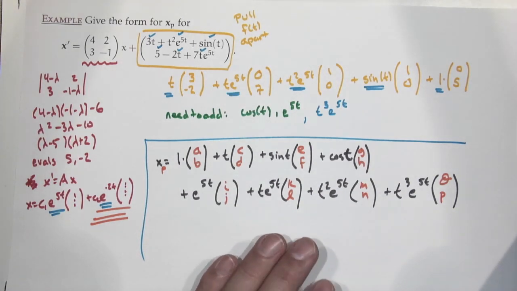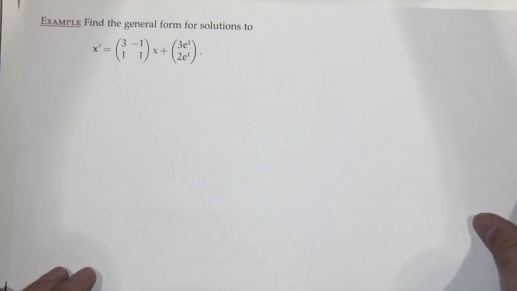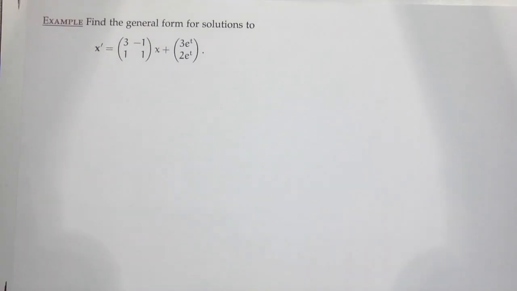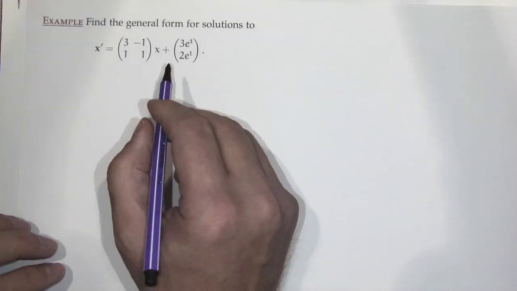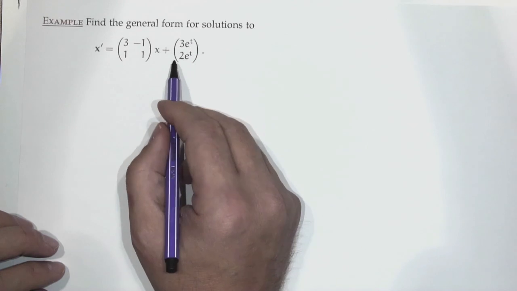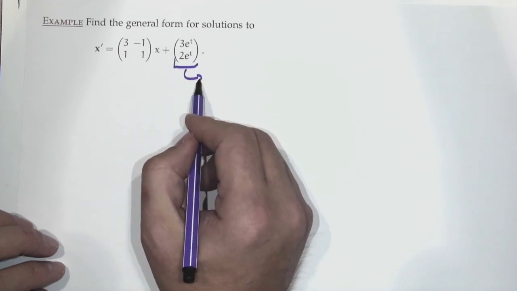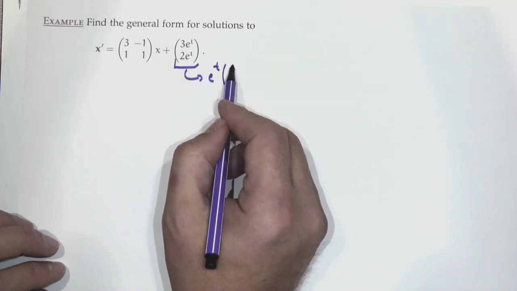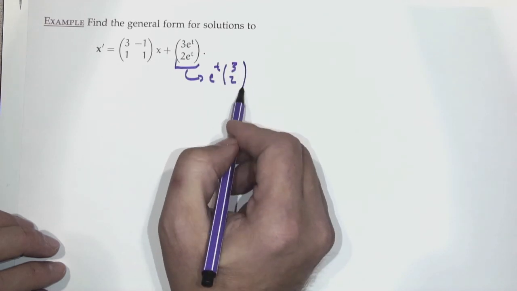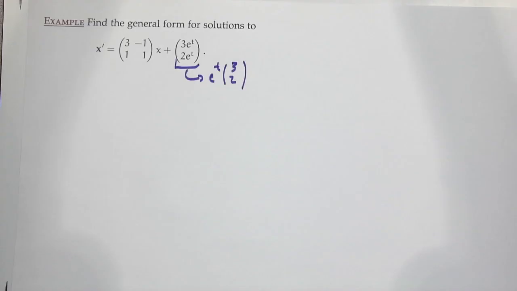So we have a few minutes. Let's actually work a problem. Find the general form for solutions to x prime equals the matrix 3, minus 1, 1, 1 times x, plus 3e to the t, 2e to the t. So notice here we kept it a simpler function. So this is e to the t times 3, 2.